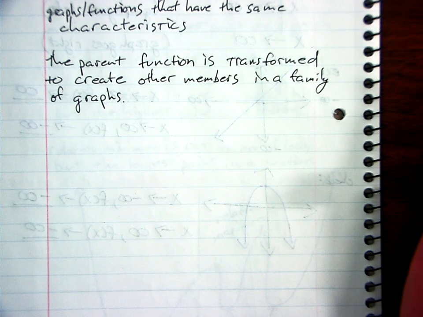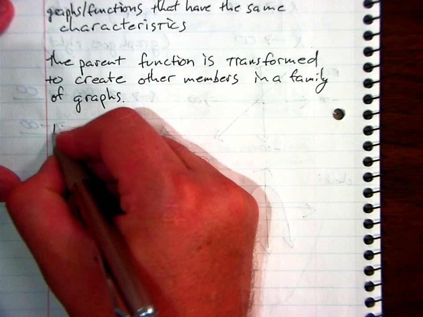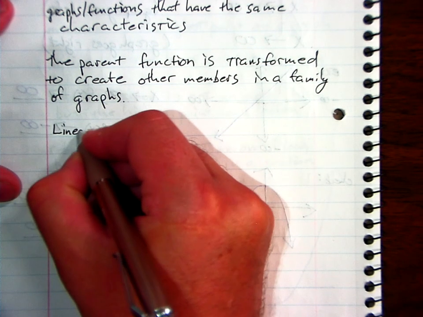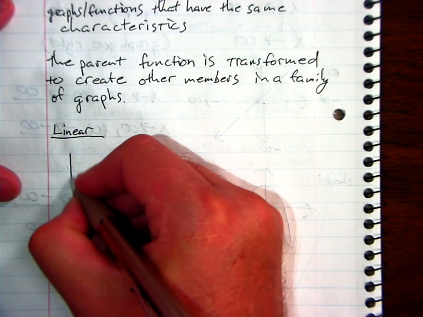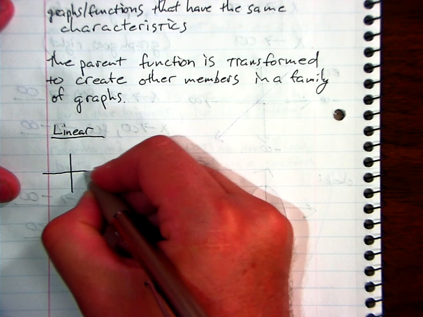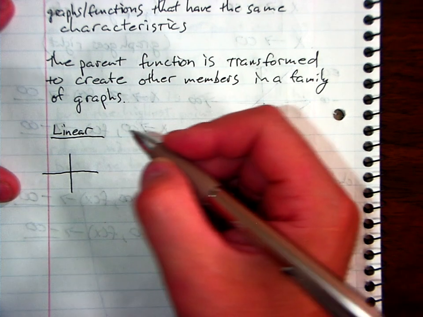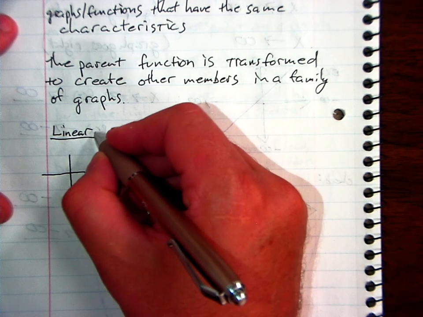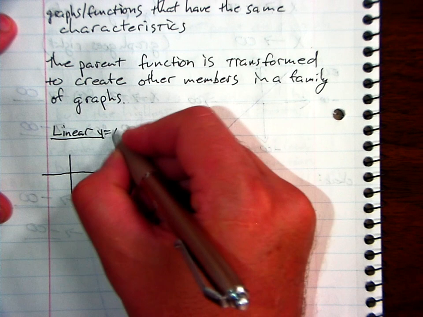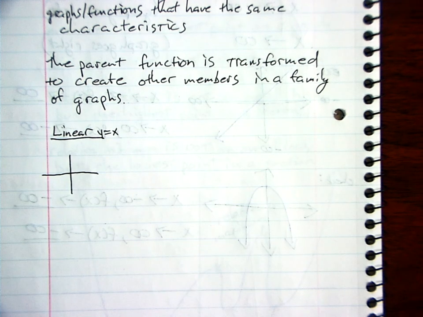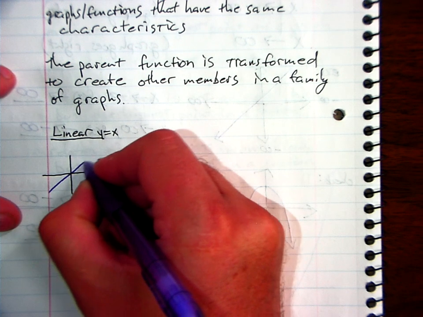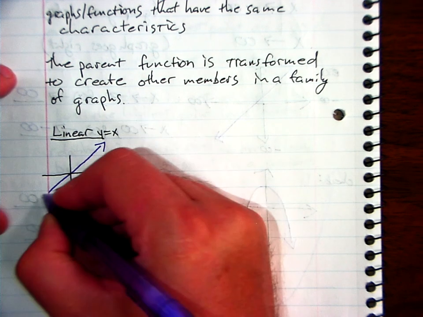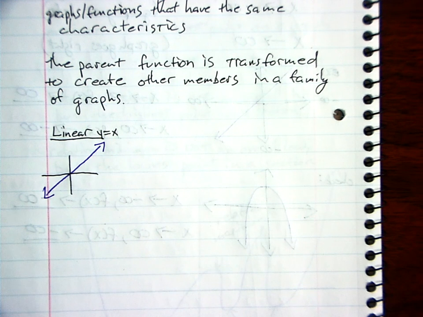All right, our first one is going to be linear. And a linear graph, the most basic linear graph we can have is y equals x. Y equals x. So that has a slope of 1 and crosses through at 0. So that is your parent function. The parent function is the most basic graph you can have.